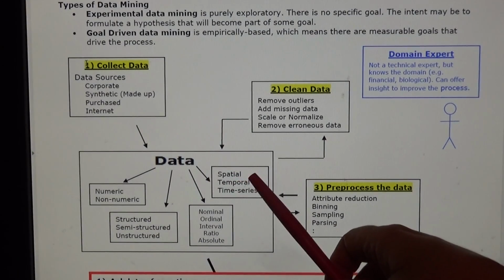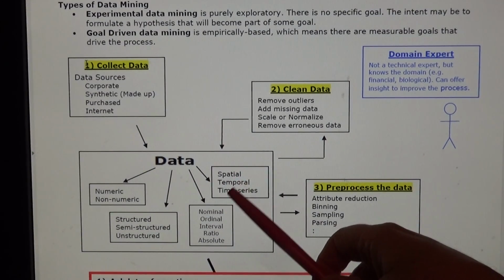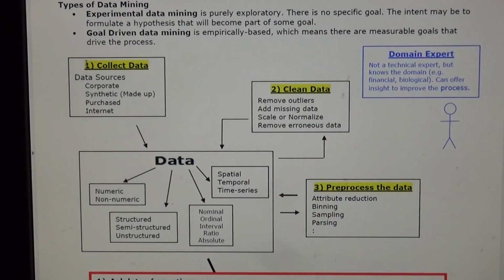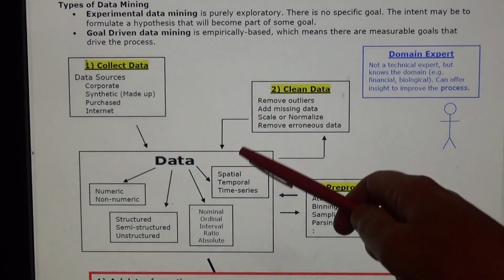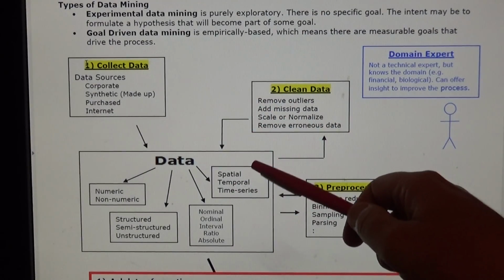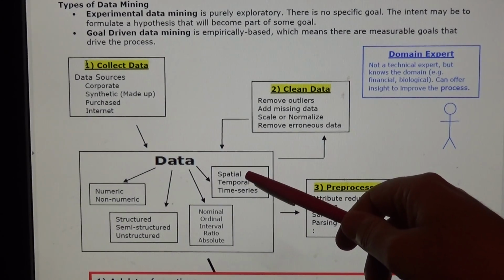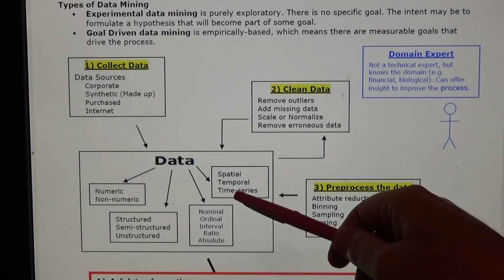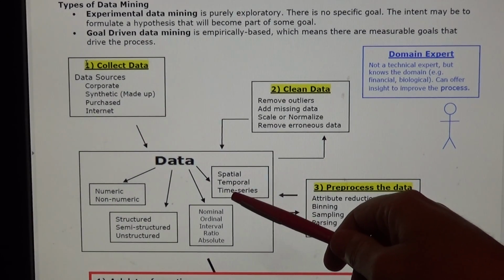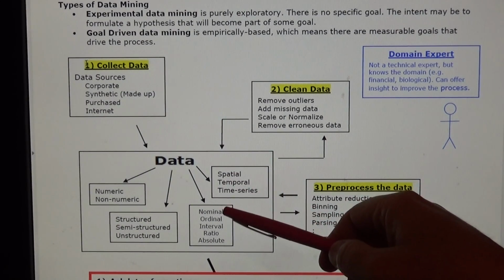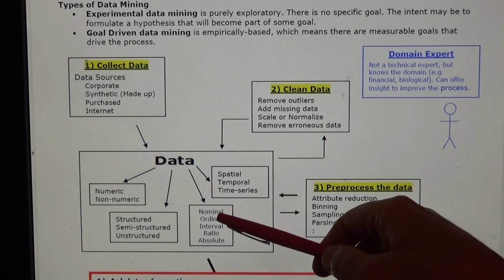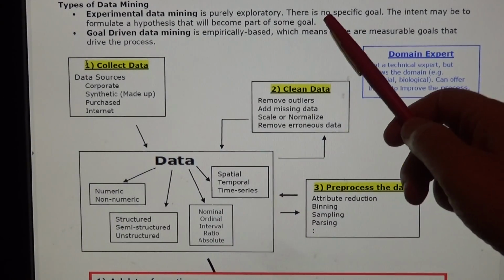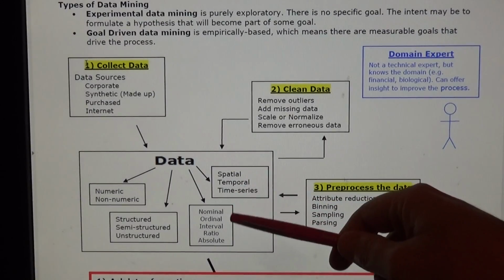Then there's what's called spatial, temporal, and time series. Spatial data is geographical based, and for example, we might be tracking the path of a hurricane. Temporal has time base, and time series have time base on a regular basis. And then there's what's called these measurement scales: nominal, ordinal, interval, ratio, and absolute. And I believe we talk about that here in a little bit.